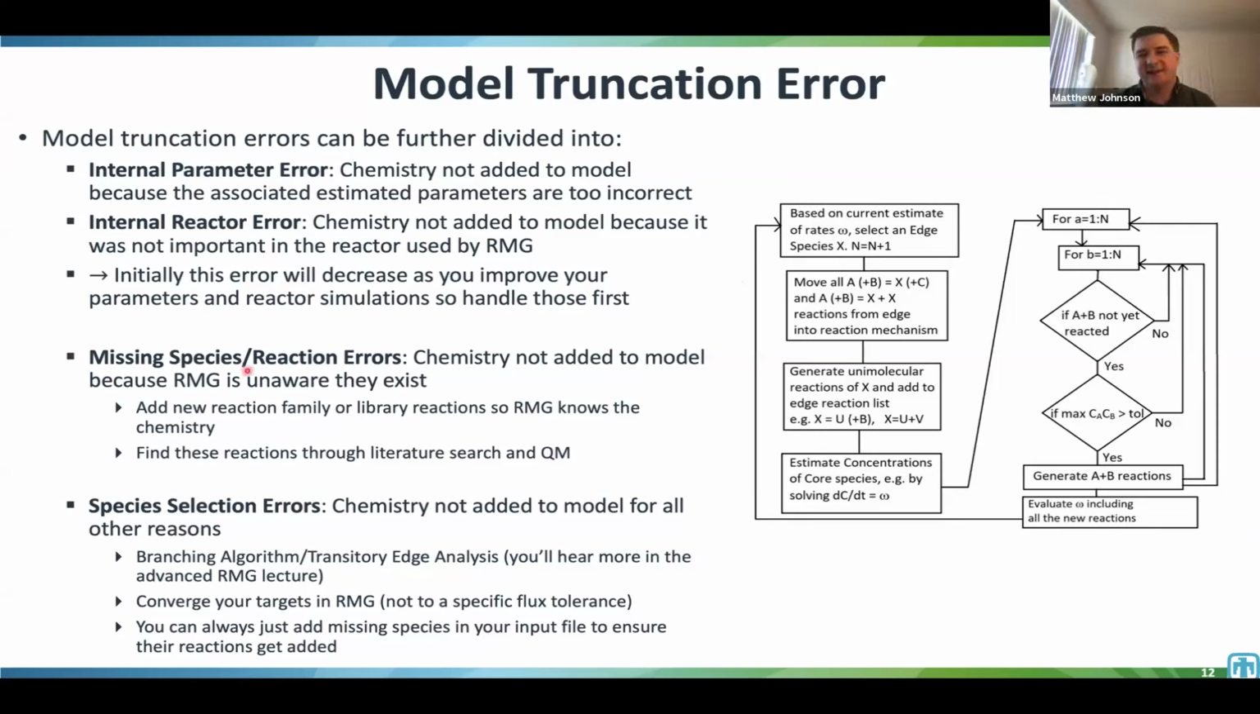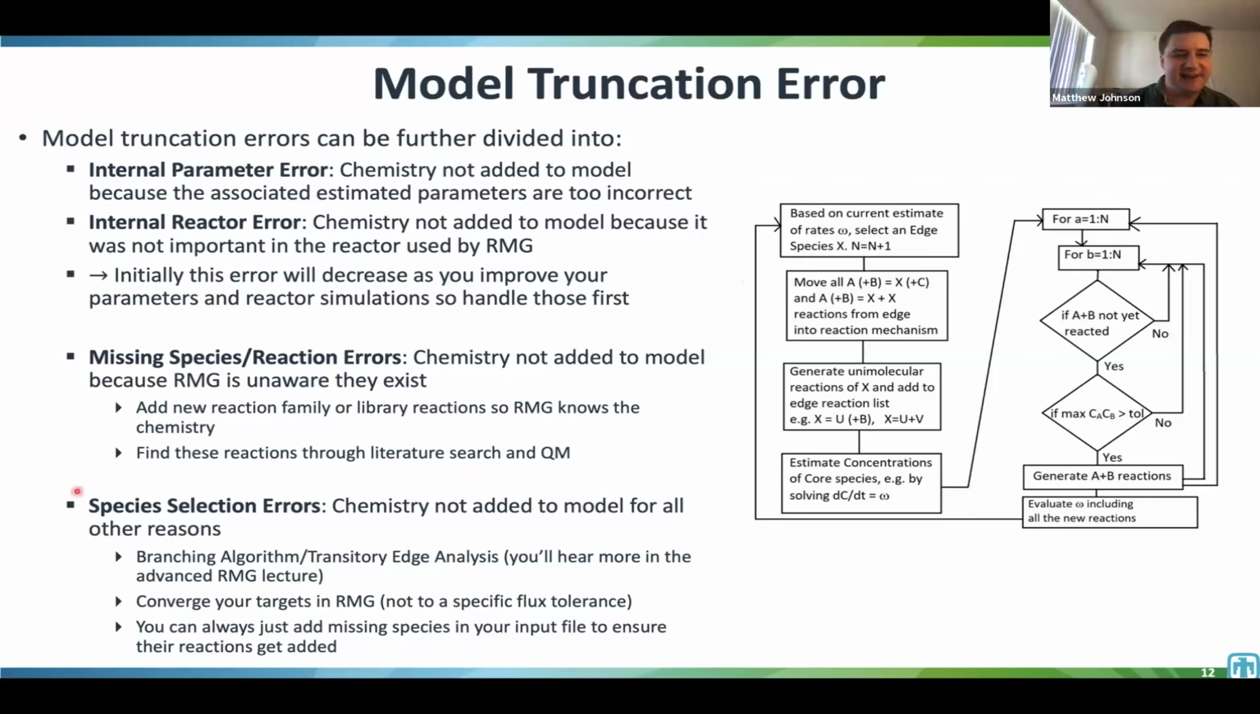However, these ones are very independent of those other two, parameter error and reactor error. So missing species and reaction errors occur when chemistry is not added to the model because RMG is unaware that those reactions or species exist. And to handle this, you may need to add new reaction families or library reactions so RMG knows the chemistry. You may need to tweak the species representation. You can often find these reactions and species through literature search and through running quantum chemistry calculations.